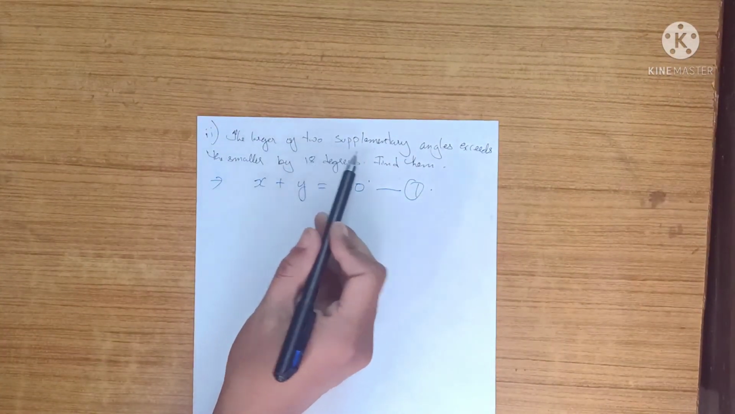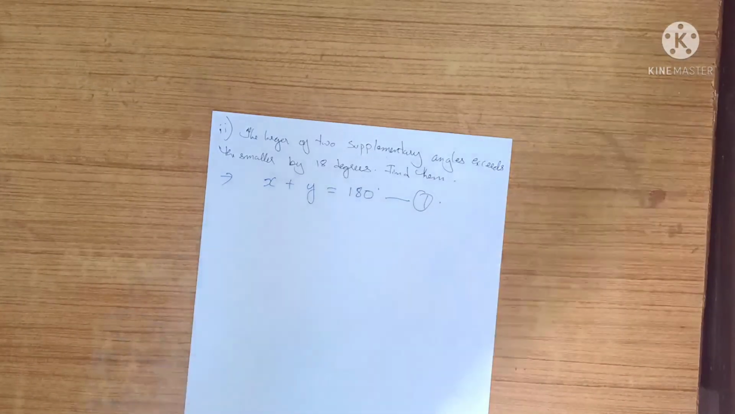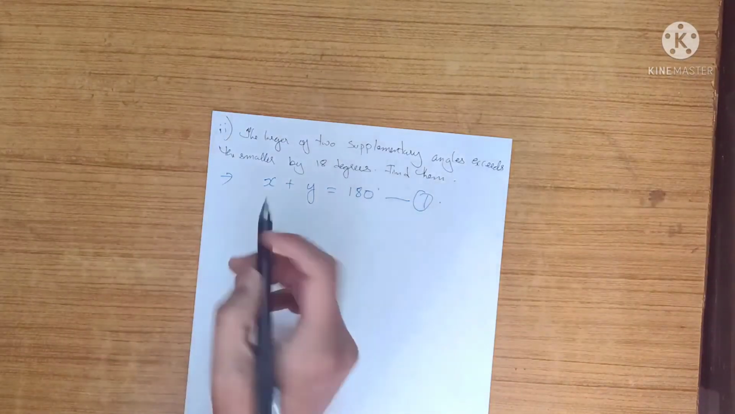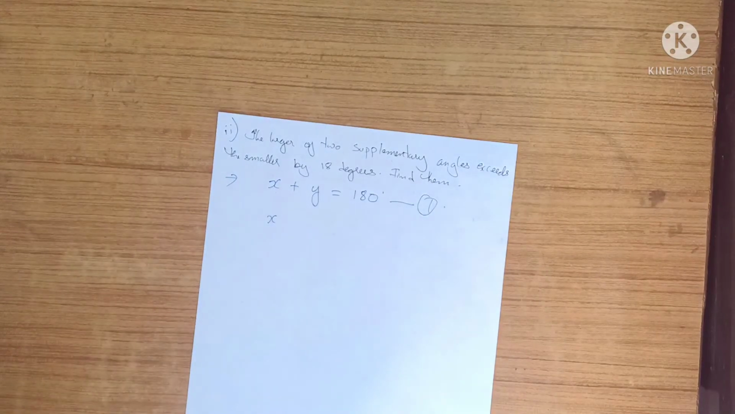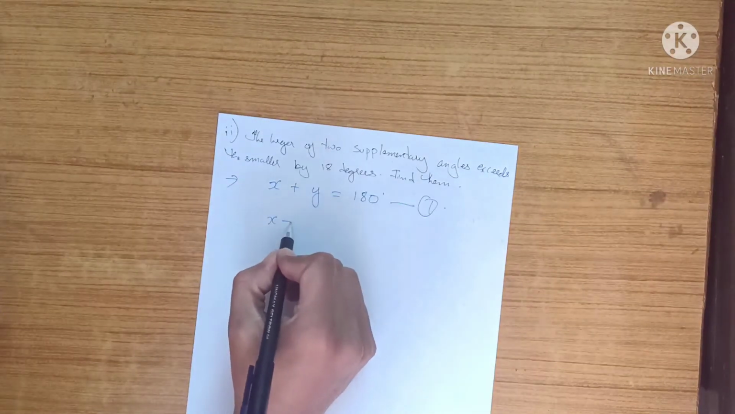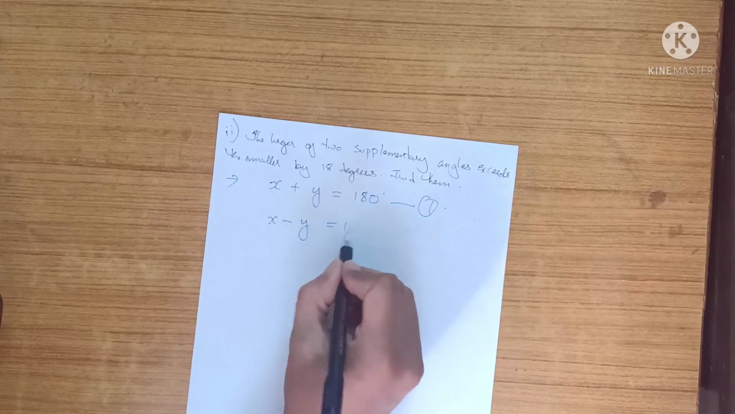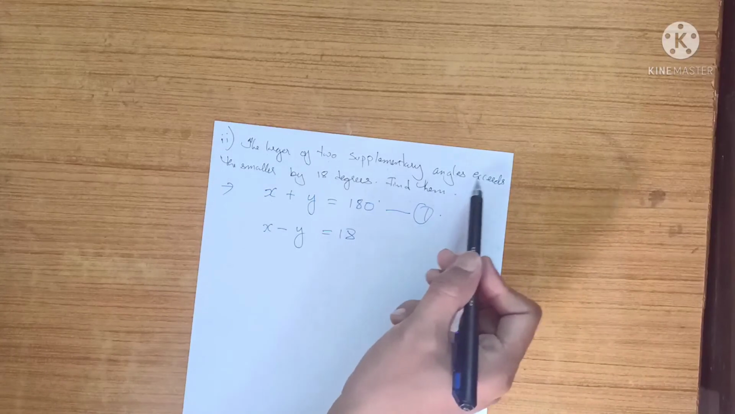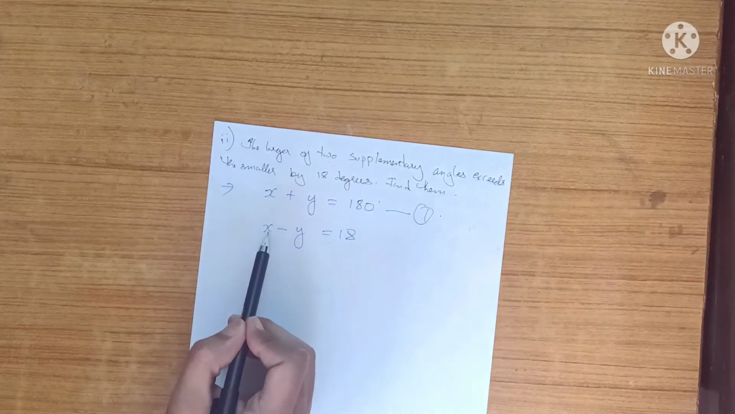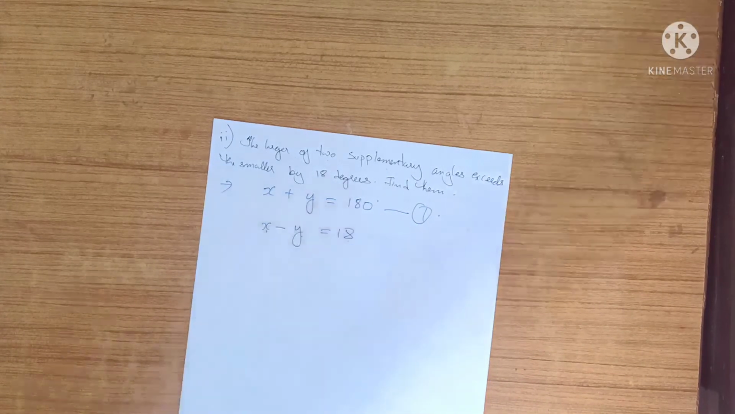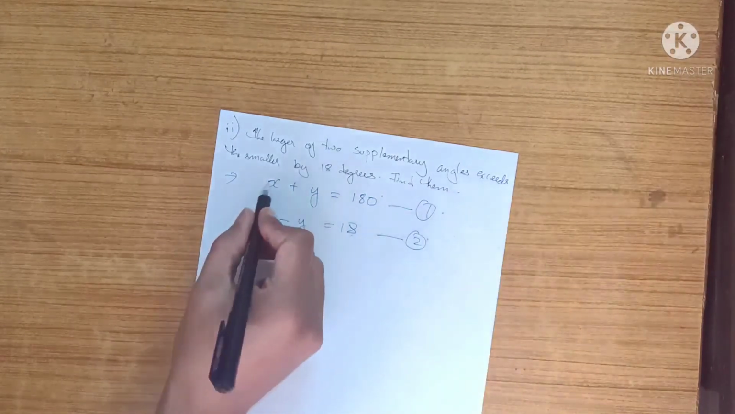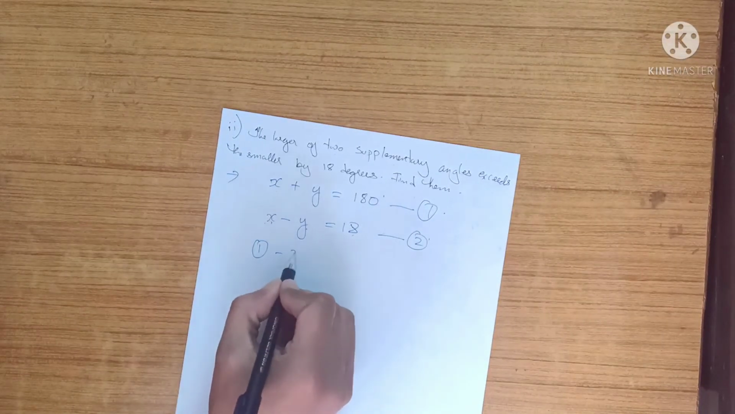Now they're saying the larger of the two supplementary angles exceeds the smaller by 18 degrees. So we can assume any of these as the larger, because there's no specific subtraction, so we can just take x minus y or y minus x, doesn't matter. Let's just take x minus y is 18. So if x is larger, then x exceeds y by 18. So if you subtract those two, you'll get 18 only. I hope you're understanding this. Equation 2. See, x and x is already the same, so equation 1 minus 2.